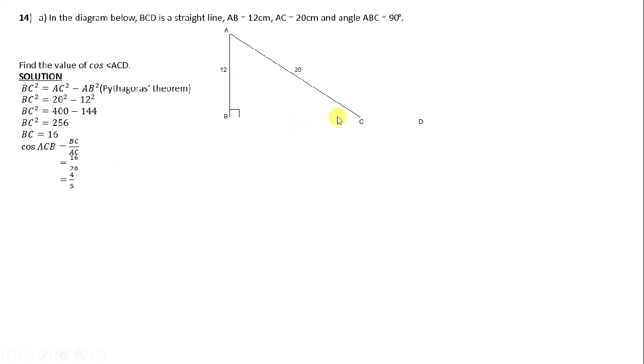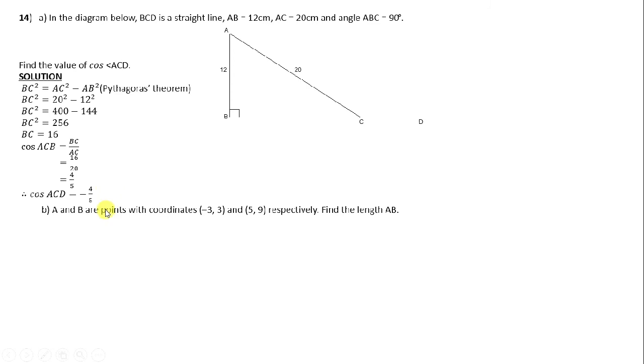Now, since this is a straight angle, which is 180 degrees, angle ACD is in the second quadrant, and cos is negative in the second quadrant. So our cos ACD will be equal to negative 4/5.